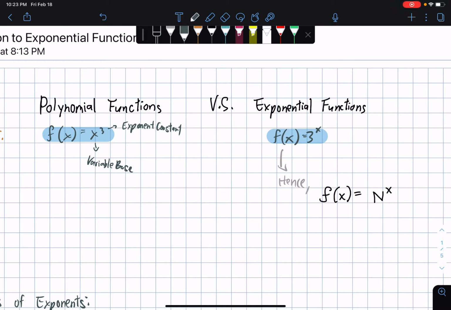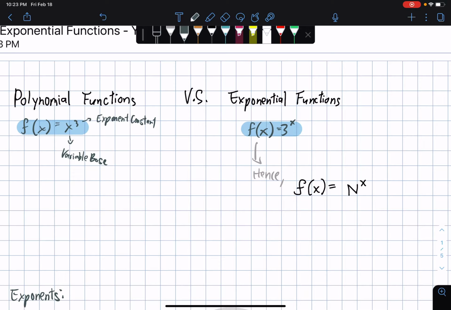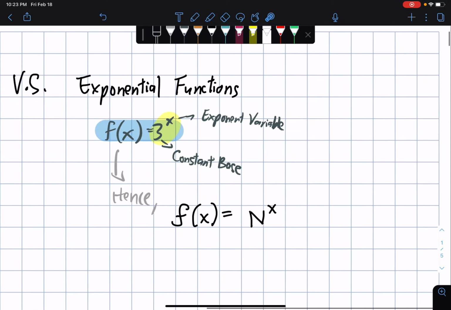For exponential functions, you do have to acknowledge that this time we have a constant base and an exponent variable. So basically, the roles of the base and exponent are different when it comes to polynomial and exponential functions. For polynomial, we have variable base and constant exponent. For exponential functions, we have variable exponent and constant base. Therefore, let's focus now on exponential functions.